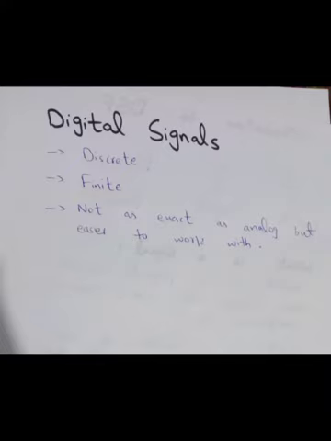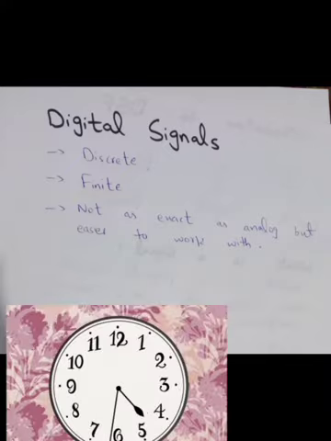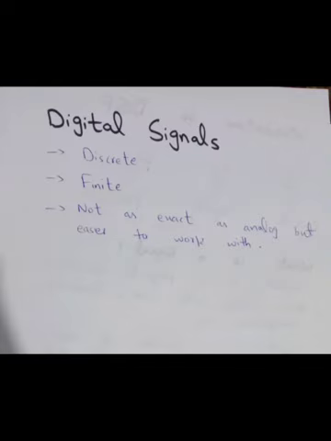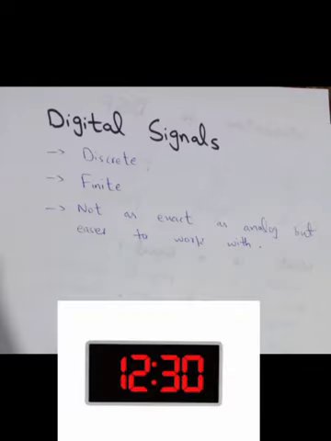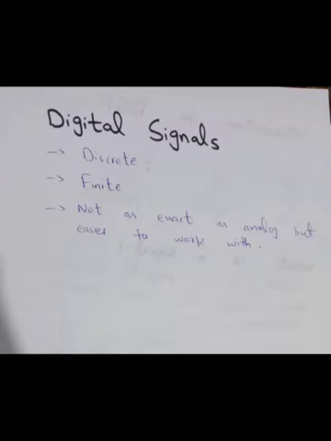For example, in an analog clock, we have to follow the needle to check the time. However, in a digital clock, the digital time is given, and there is no need to follow the needles. So in short, we use digital signals because they are easy to work with and they have a finite set of values, which means a limited set of values.